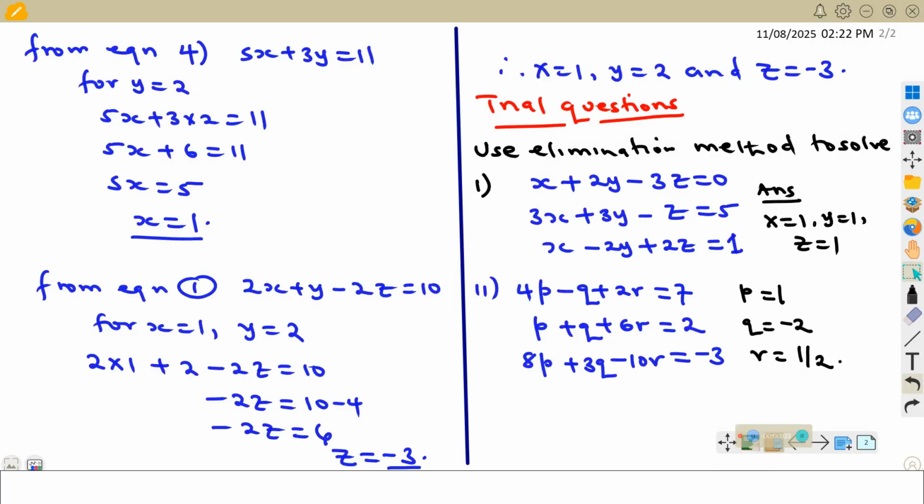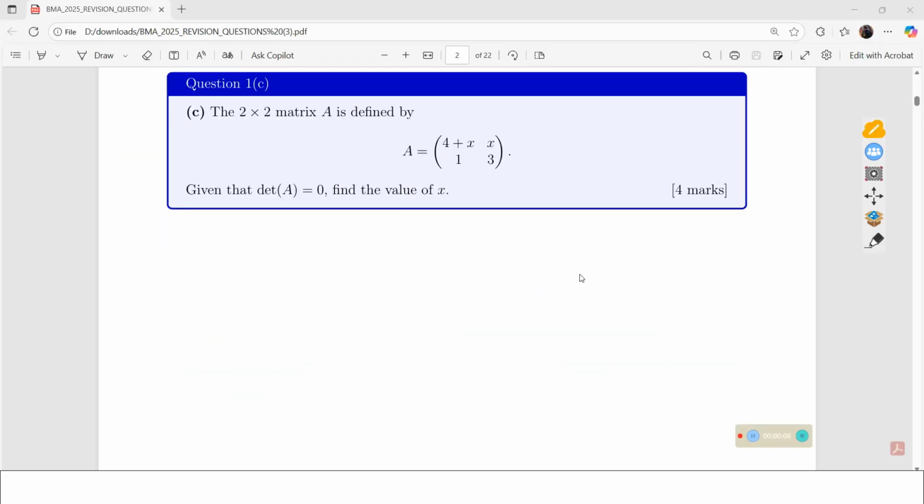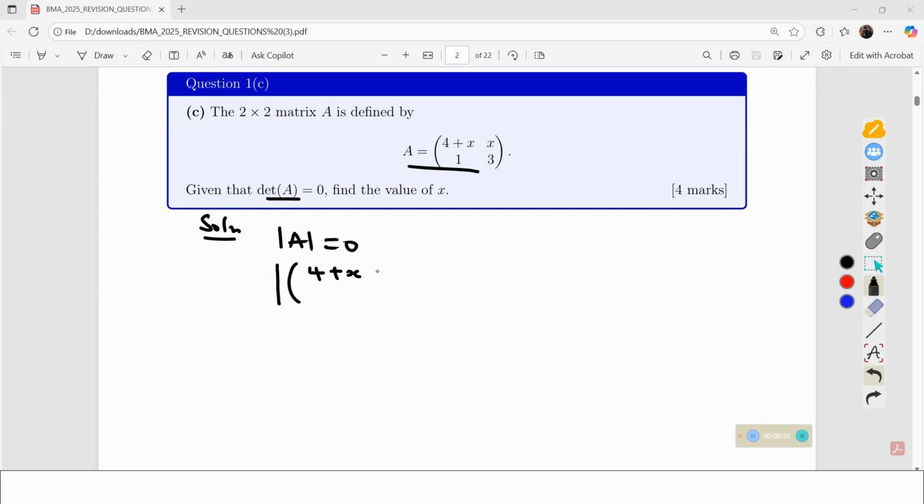Now, having looked at part A and B, let us look at part C. Part C says you are given a 2 by 2 matrix A, which is defined by A equal to this. Given that the determinant of A is equal to 0, find the value of x. So let us look at the solution. We are given this matrix A, and we are told that the determinant of A is equal to 0. So in other words, we are getting the determinant of A, which is 4 plus x, x, 1, and 3, and this one here is equal to 0.